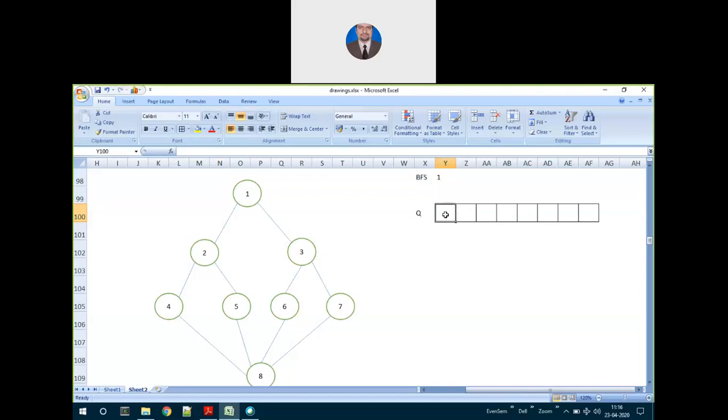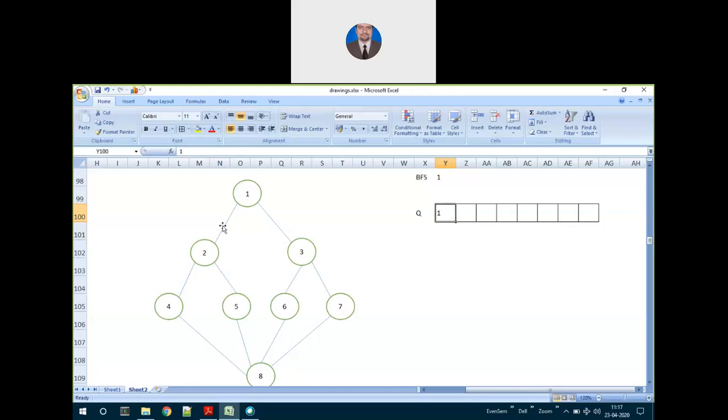Since I am visiting 1, it is still not explored, it is still unexplored. So all the unexplored vertices I will keep on adding into my queue. At this point, I have started with vertex 1. So in the BFS, I will add 1 as the first one, and at the same time I will add this 1 into my queue because this 1 is not yet explored. It is just visited, still unexplored.